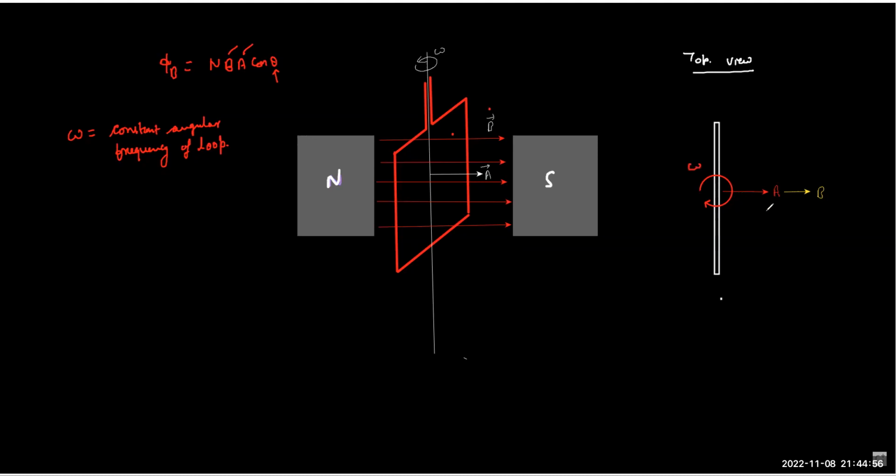Because it is rotating with omega, after some time B will remain the same, but the area vector will change, right? So after some time the loop will be here, and now the area vector will be here. If the loop turns by theta, which you can write as omega into t, the area vector will also turn by theta.